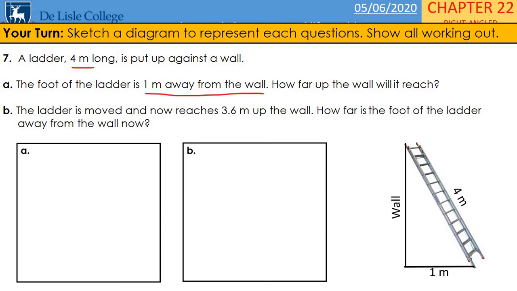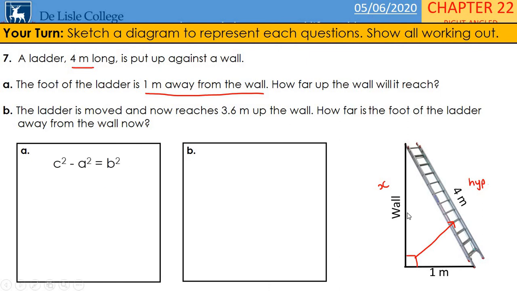So we've now got these two values here. How far up the wall will it reach? So we're looking for this distance. So this time this is our x. Now we know that the floor and a wall meet at a right angle. So we know that's the hypotenuse. So we're doing a shorter side question.